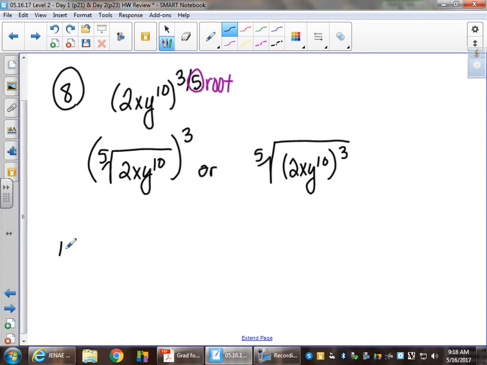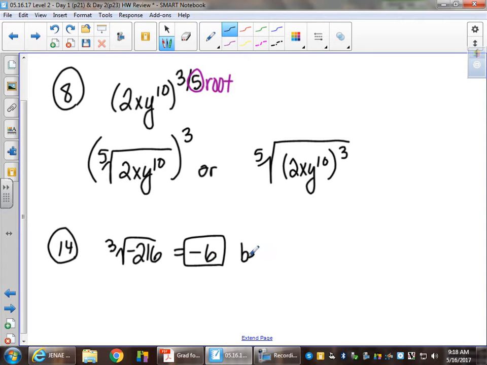Let's talk 14. 14 said to evaluate the 3rd root of negative 216. What's the answer for this? Negative 6. Because negative 6 to the 3rd is odd, right? So if I multiply 3 negative 6's together, negative 6 times negative 6 gets me a positive 36, times one more negative 6 gets me the negative 216.